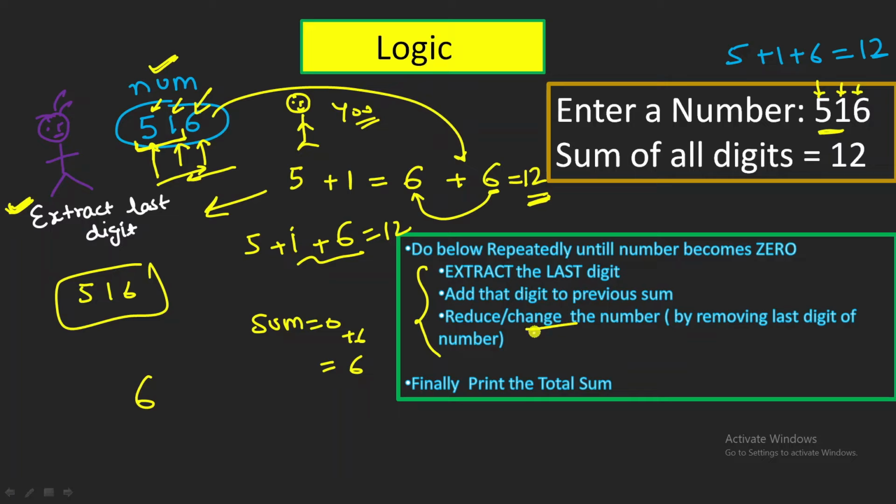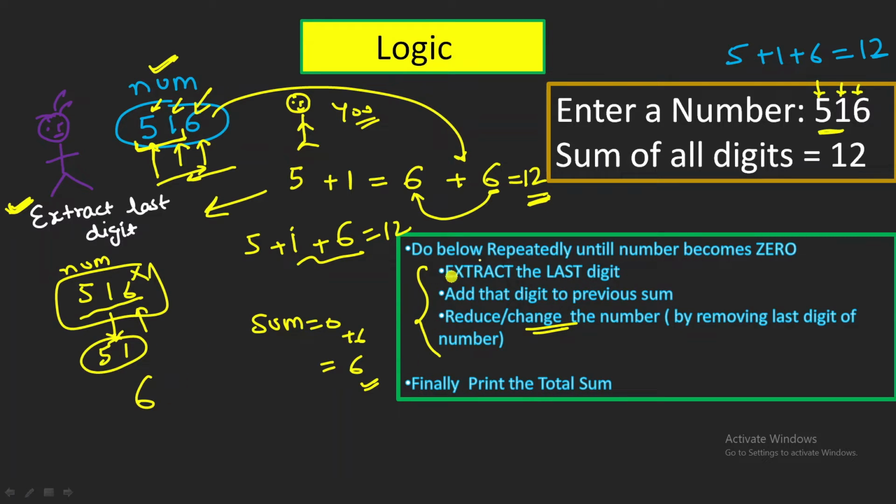Now after that, here they are saying you have to change your original number. How? You have to remove the last digit of the number. See, you have got this 6, and you have found the sum also. You have added that also. Now you do not need this 6, right? So you have to change this number in such a way that 6 is not present in this number. So basically you have to change this number to 51, right? You have to remove this 6. I will tell you in the program how we can do that. So now your new number is 51.